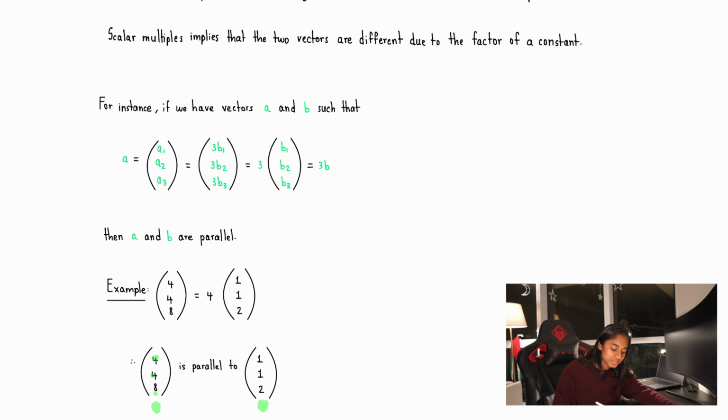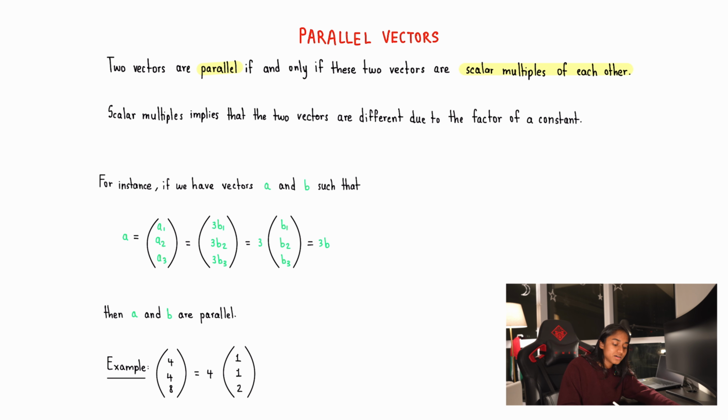(4, 4, 8) is parallel to (1, 1, 2). Remember, because they are scalar multiples of each other, okay? And therefore, they are parallel.